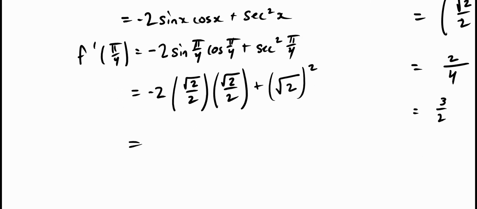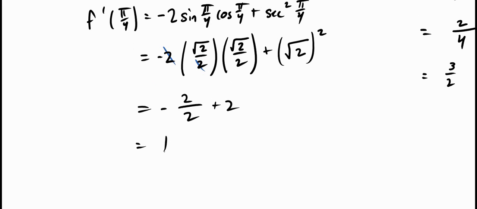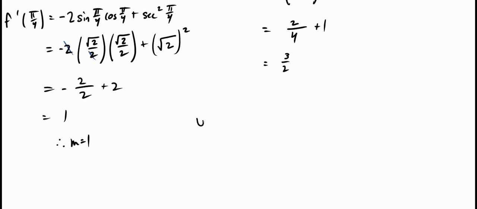And then I'm going to clean some of this stuff up. So 2 divided by 2, those are gone. And I get negative. √2 times √2 is 2. So negative 2/2 plus 2, which is 1. So the slope is 1. I've got the x value. I've got the y value. I can now use this formula.